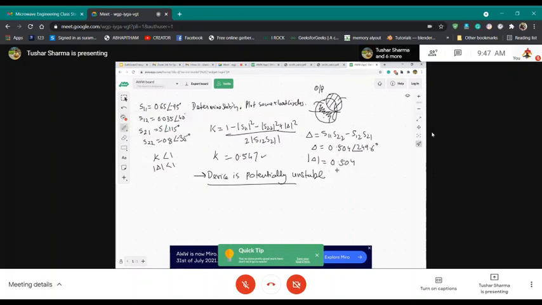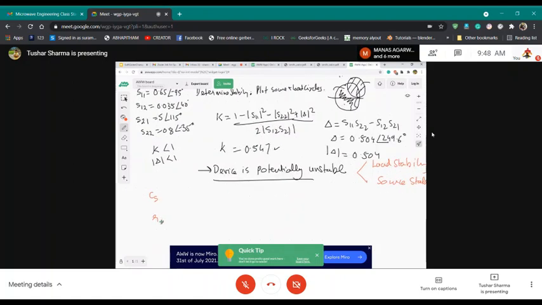Now, since it is unstable, we will need to check two things: load stability and source stability. For load stability and source stability, we will calculate what? CS and RS. Does it depend on delta, meaning that the device being potentially unstable depends on delta also?